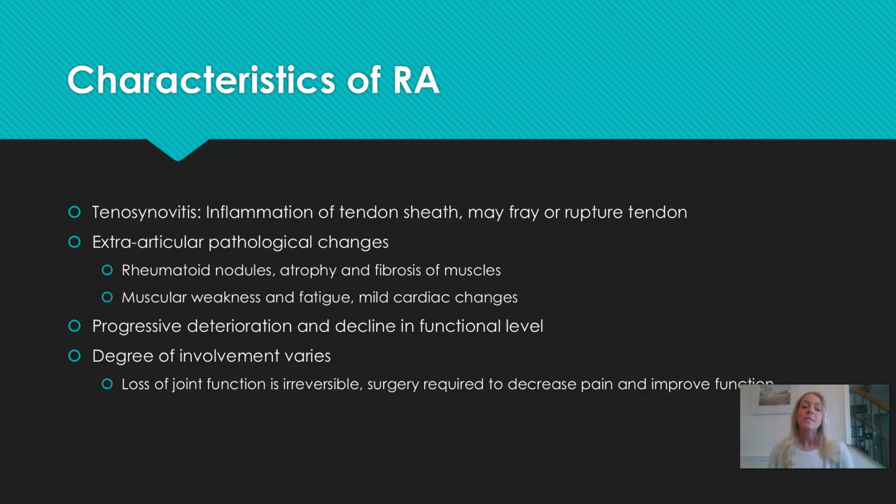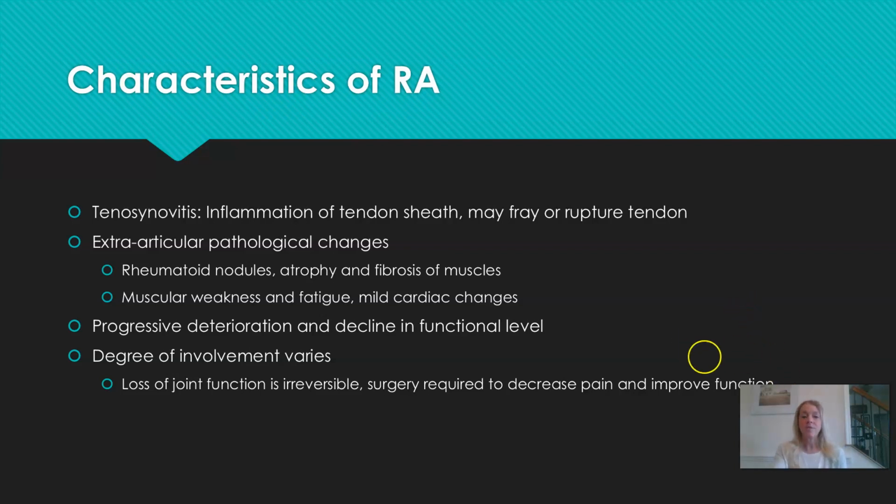There may also be some changes outside of the joint capsule as well. So we might see formation of rheumatoid nodules, atrophy and fibrosis of surrounding musculature, and then weakness, fatigue, and there can be some systemic issues that go along with rheumatoid arthritis as well, because it is more of an autoimmune disorder. There is often a decline in functional level, especially when patients are having flare-ups of the disease process, but again, the degree of involvement is going to vary. So you can see some patients with milder cases of rheumatoid arthritis, and then moving all the way up to very severely involved cases.